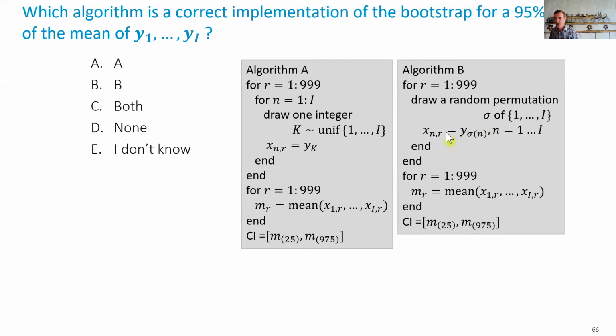This one corresponds to sampling n objects again, but without replacement, because we draw a random permutation. How you draw a random permutation is another story, but there are boxed functions that will do it for you. Here it is with replacement, so that will be incorrect. That will in fact generate less variability than this one. So this one is to be preferred. That's the correct implementation of the bootstrap.